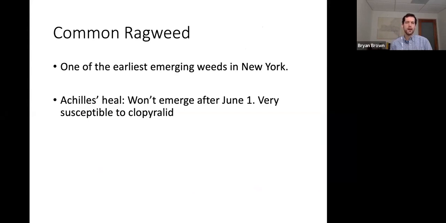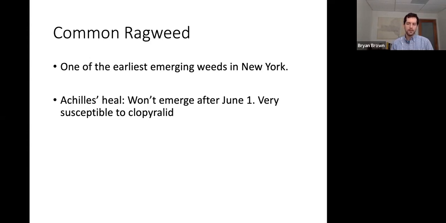So that can kind of help it in some ways. You know, it's the first one up. It can kind of get a head start, so it might be able to survive some of our attempts to control it if it gets itself established early on. But on the other hand, we can kind of use that against it. And that really is its Achilles heel, is that it really finishes up emerging by the end of May. And it won't really emerge in June at all.